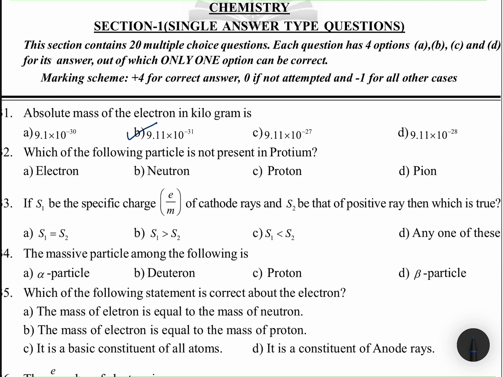Which of the following particles is not present in protium? Protium is 1H1, where it contains one electron, one proton, but there are no neutrons.